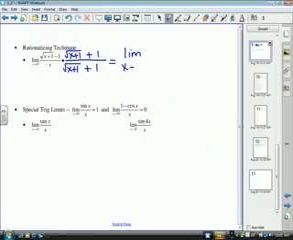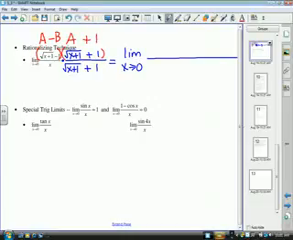Do you remember what happens when you multiply by the conjugate? You get difference of two squares, exactly, because this is a minus b, and this is a plus b. All right? We're on the same page we were on yesterday. It's like the second page. All right.